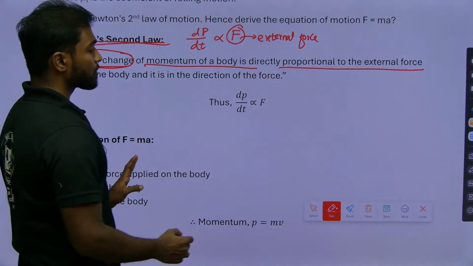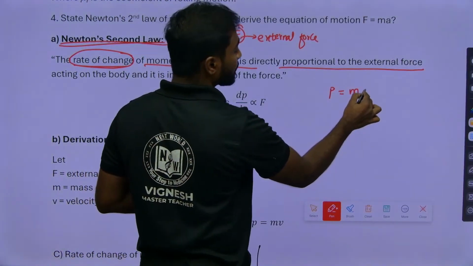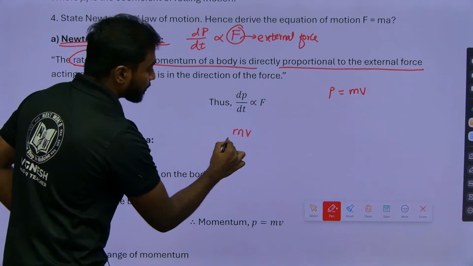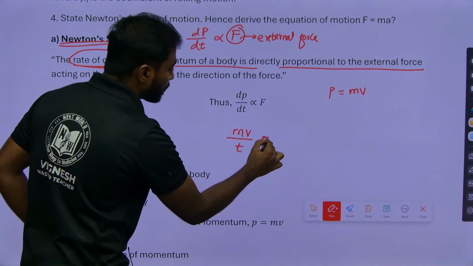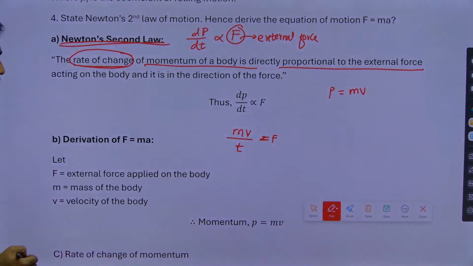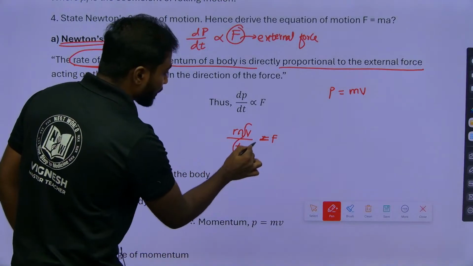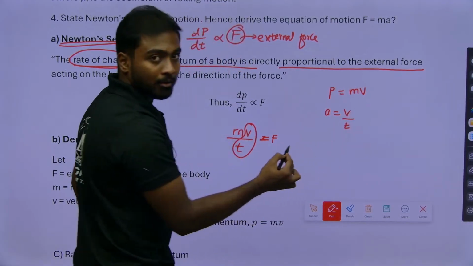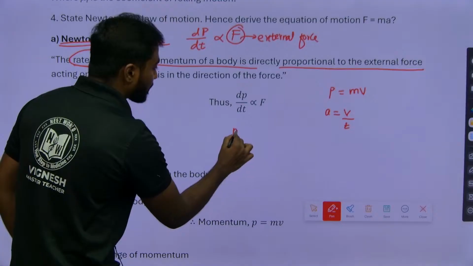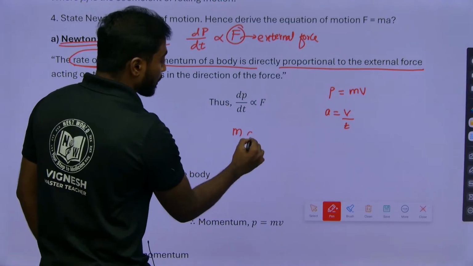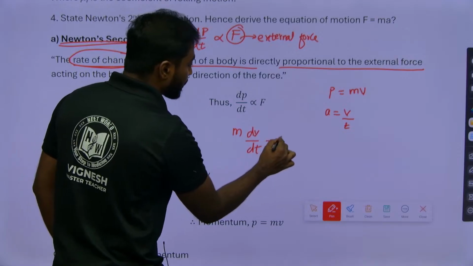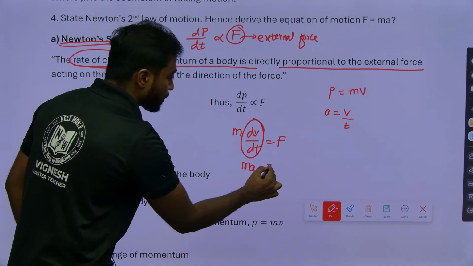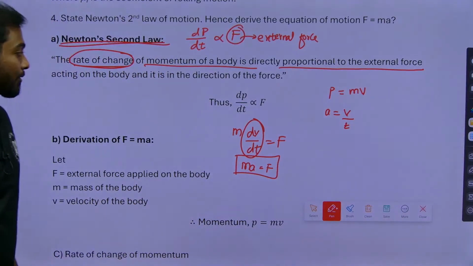Now what we know is momentum is nothing but mass into velocity. Let me write that: mass into velocity divided by time is equal to force. What is velocity by time? Acceleration is velocity by time, right? So can I write now, mass will be constant, so m dv by dt is equal to F. What is dv by dt? It is acceleration, so m into a will be equal to F. So force is equal to mass into acceleration.